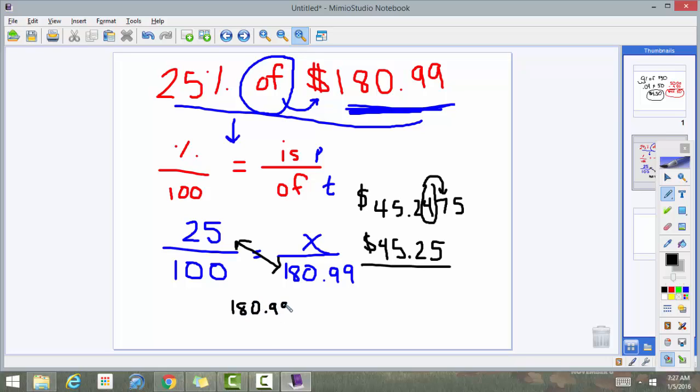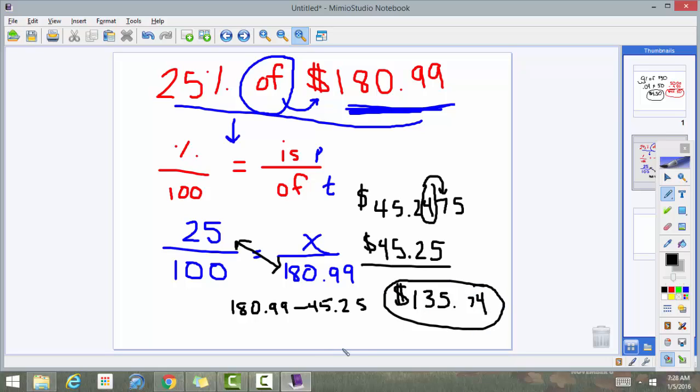That last step, I want to know how much I'm still going to pay for these Kobe shoes. So I'm going to subtract the discount from the original price. So 180.99 minus $45.25. And the final price that I'm going to pay for those Kobe Bryant shoes is $135.74.